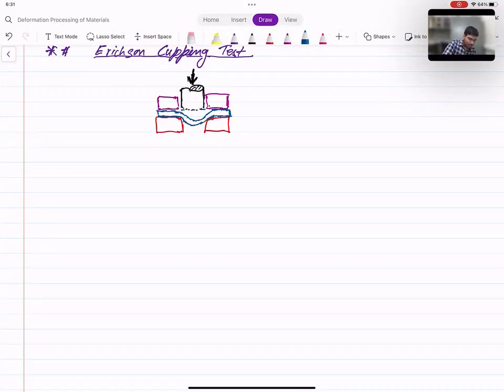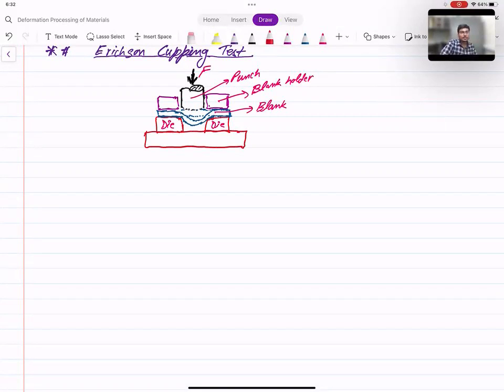Okay, so this is the final shape, and this was my initial blank. Here a force F is applied, and let me label these. This is the punch. This is the blank holder. This is the blank. And these are the dies. And this entire thing is supported on some platform, like this.